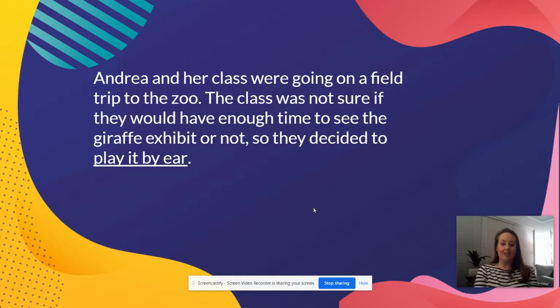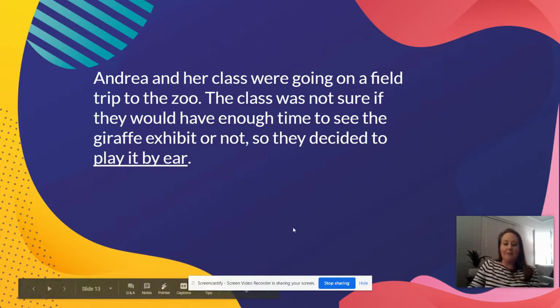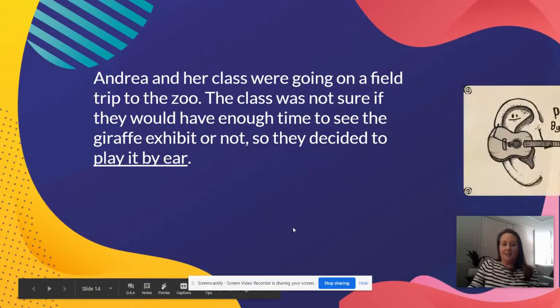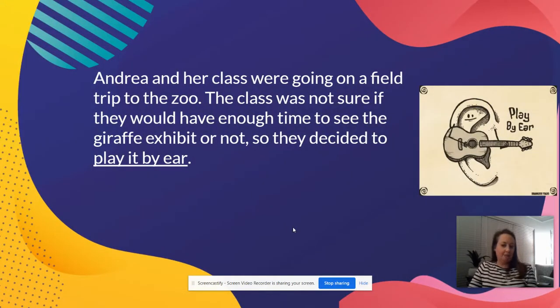Andrea and her class were going on a field trip to the zoo. The class was not sure if they would have enough time to see the giraffe exhibit or not, so they decided to play it by ear. Playing it by ear. Let's think about it. So we have our ear. Now, is it really playing music?